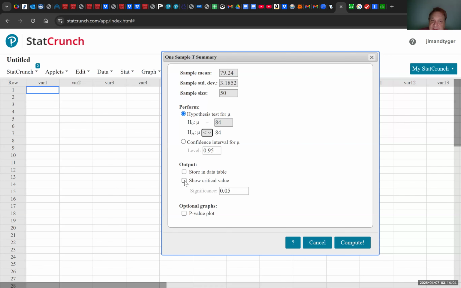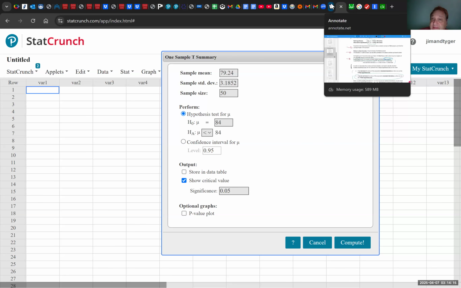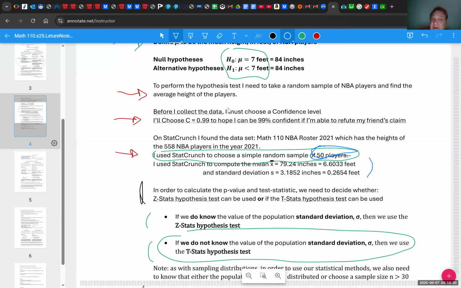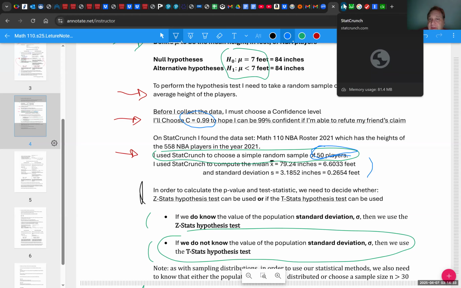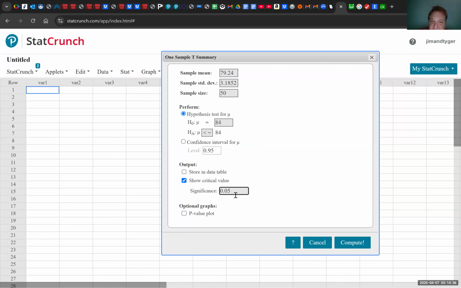I'm going to choose my critical value. Now, the significance is not 0.05 because I'm not doing a 95% confidence test, right? My confidence level was not 95. If you recall, I'm choosing a confidence level of 99%, 0.99. So then the alpha value would be the 1% left over. So C is 99%. The alpha is just 1 minus C, which would be, in this case, 1%. So let me put in my 1% here. There we go. All right, so got all the stuff set up.